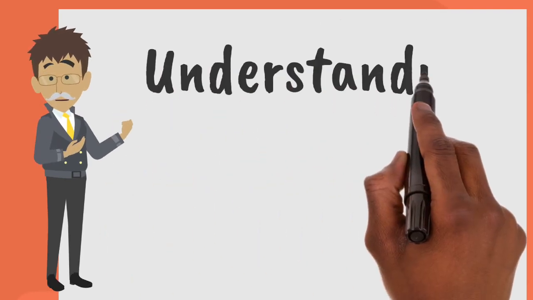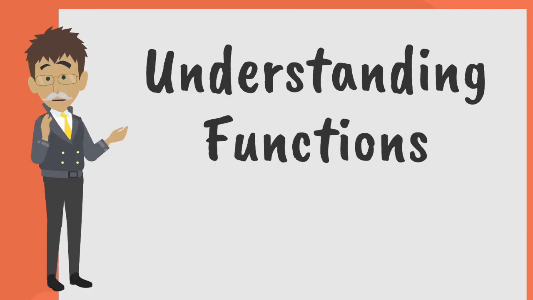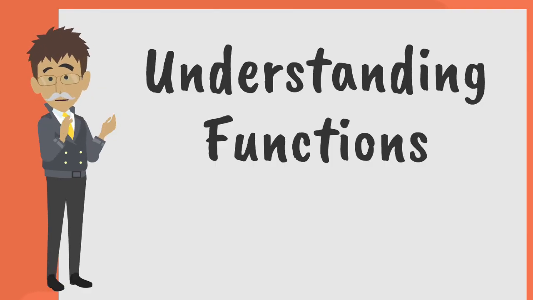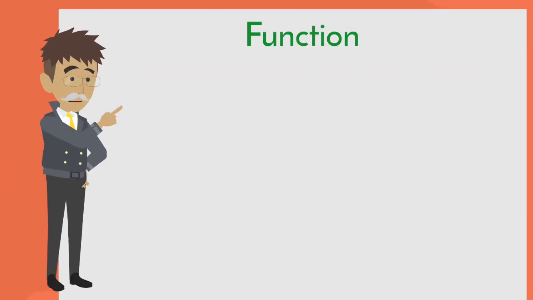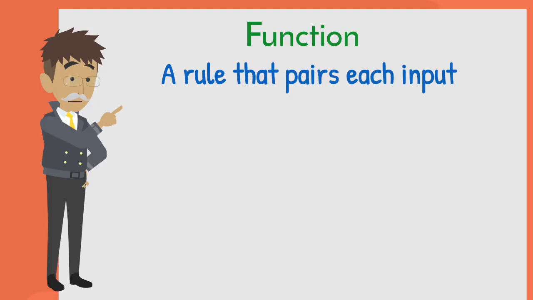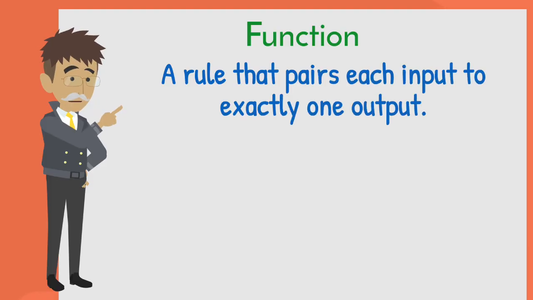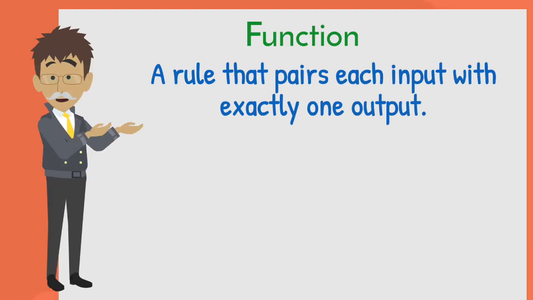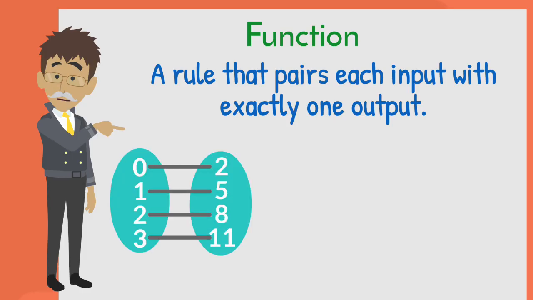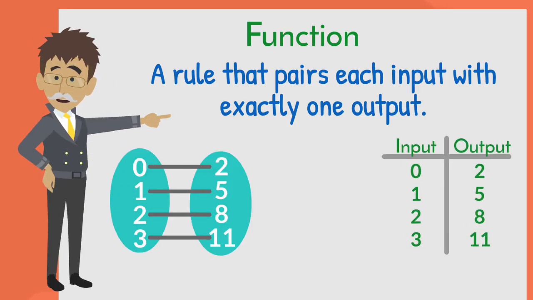Functions are a special kind of relationship where each input has only one output. Function. A rule that pairs each input to exactly one output. We often represent them in 3 ways: with a function map, an input-output table, or a rule.